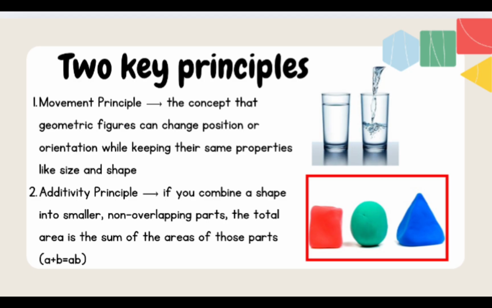The two key principles include the movement principle, which is the concept that geometric figures can change position or orientation while keeping their same properties like size and shape. The additivity principle is if you combine a shape into smaller, non-overlapping parts, the total area is the sum of the area of those parts. This is A plus B equals AB, or the additivity principle.